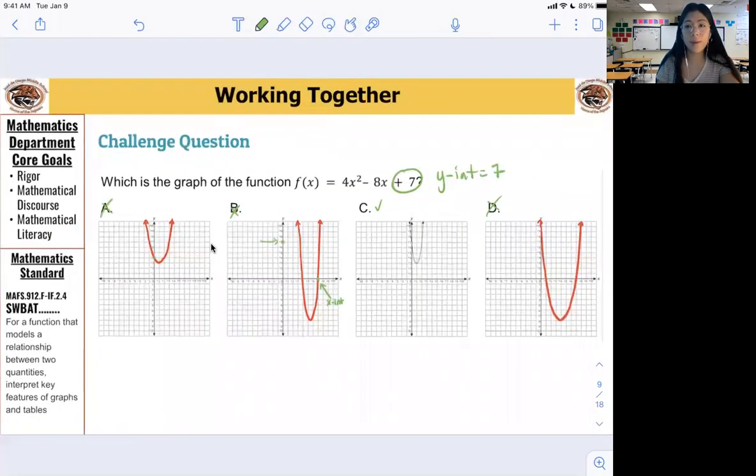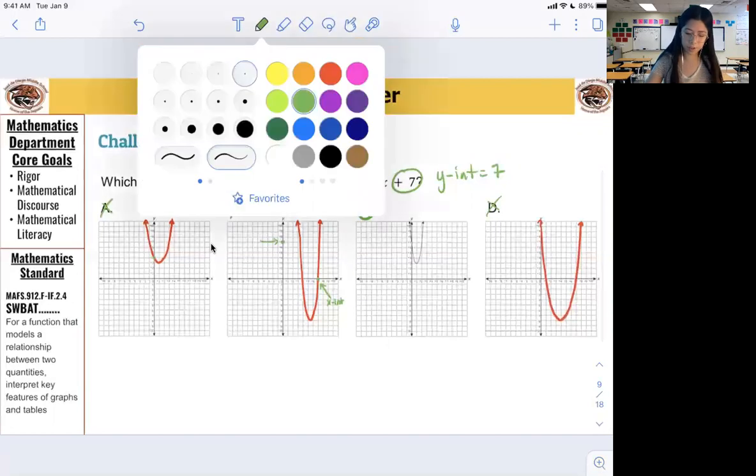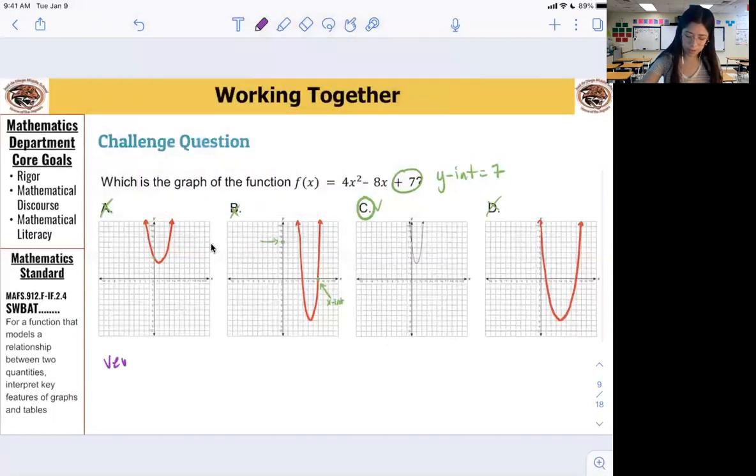Just by looking at that y-intercept, you can get your answer. However, let's say there were two answer choices that were kind of close and you couldn't really tell. What's another thing that you could do if you're in standard form? Vertex formula. So I just wanted to try that really quickly together.